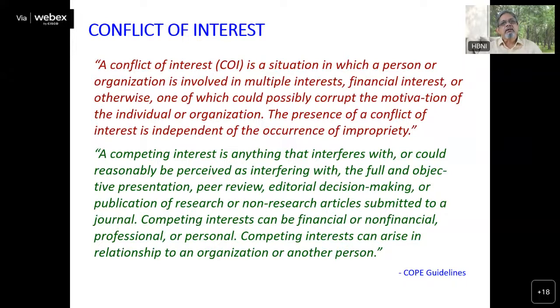Okay. So basically, it's a competing interest, and it is anything that interferes with or could reasonably be perceived as interfering with the full and objective presentation, peer review, editorial decision making, or publication of a research article which is submitted to a journal. And these competing interests can be financial, they can be non-financial also, professional, and sometimes personal. And these conflicts of interest can arise in relationship to an organization, or it could be in relationship to another person, could be in the same organization or some other organization.